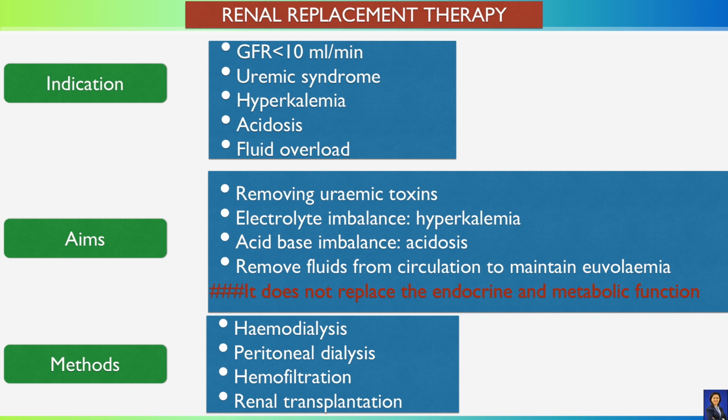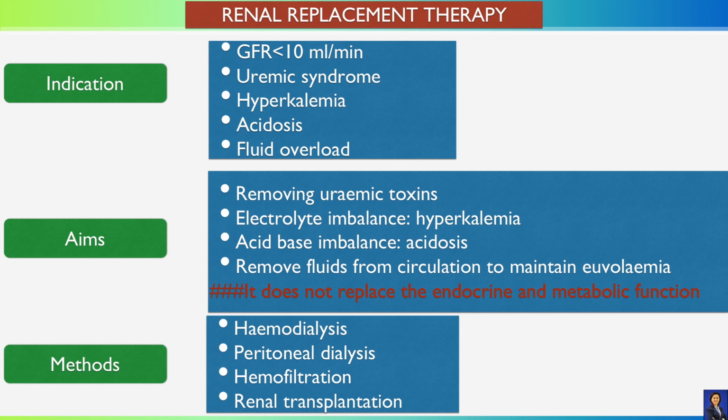When we look at the end-stage renal failure patient, they might need renal replacement therapy. So the indications for renal replacement therapy are GFR less than 10, which is stage 5 renal failure, or uremic syndrome, hyperkalemia, acidosis, and fluid overload. These are the complications of chronic renal disease patients.